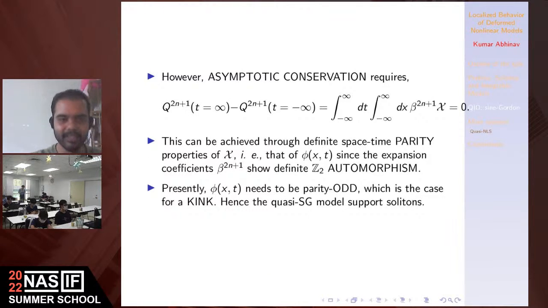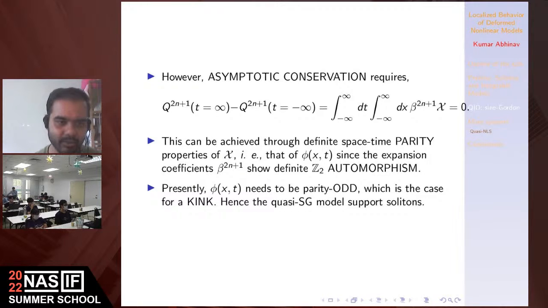That means these charges can be conserved asymptotically. That means the system can be integrable asymptotically. So it's a quasi-integrable system, which is what we physically require. So the kink exists, that means it is quasi-integrable. It is not integrable because there is no local conservation, but asymptotically it is conserved, for kink solutions or particular parity solutions.